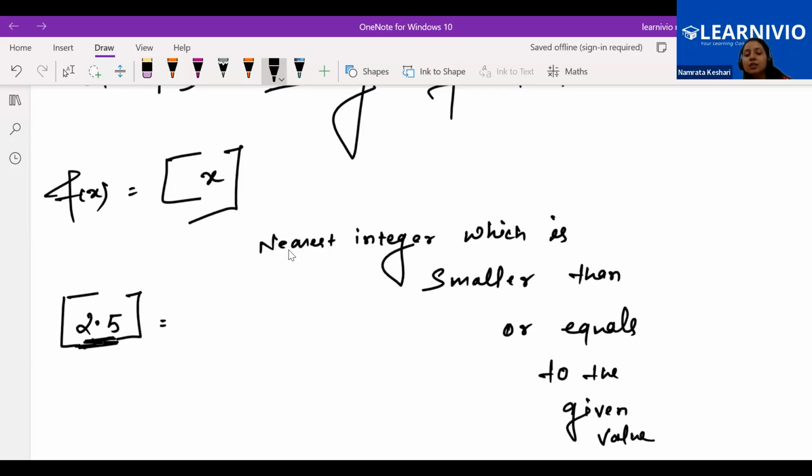Can you tell me what is the nearest integer which is smaller than or maybe equal to? Why are we saying equal to? Because sometimes inside the box you will have just 2. So if it is already an integer, take it as it is. That's why equal to is there. Can you tell me what is the integer which is smaller than 2.5?